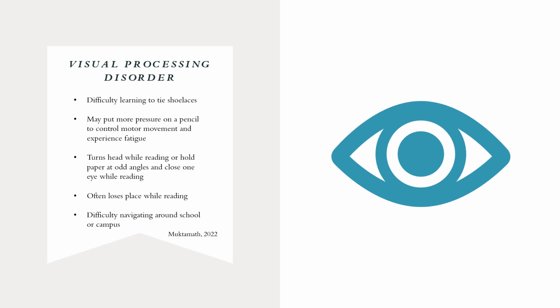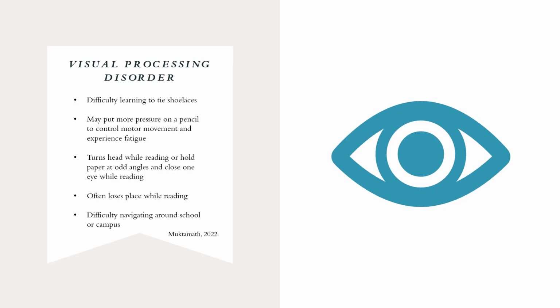Visual processing disorder. Difficulty learning to tie shoelaces may be a characteristic of this one. May put more pressure on a pencil to control motor movement and experience fatigue. Turns head while reading or holds paper up close to one eye or at an odd angle while they're reading. Loses their place often while they're reading, or has difficulty navigating around school or campus. Maybe even you notice that out on the football field, they can't read the scoreboard.